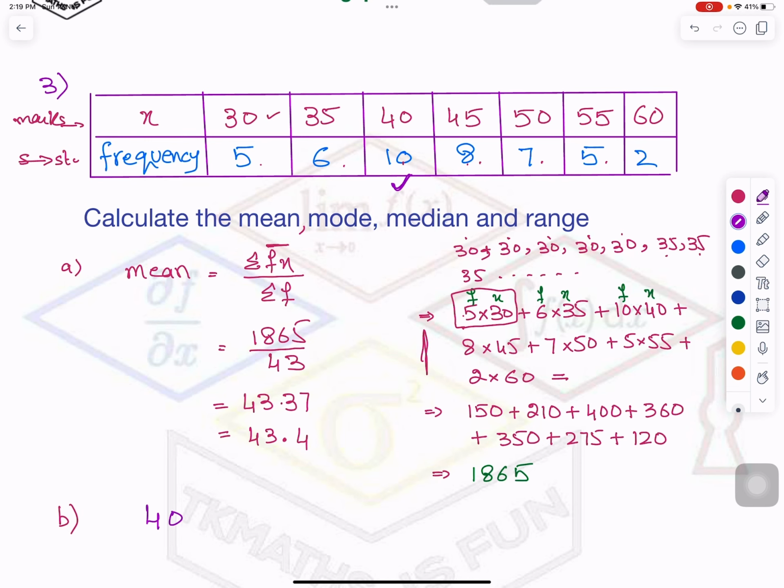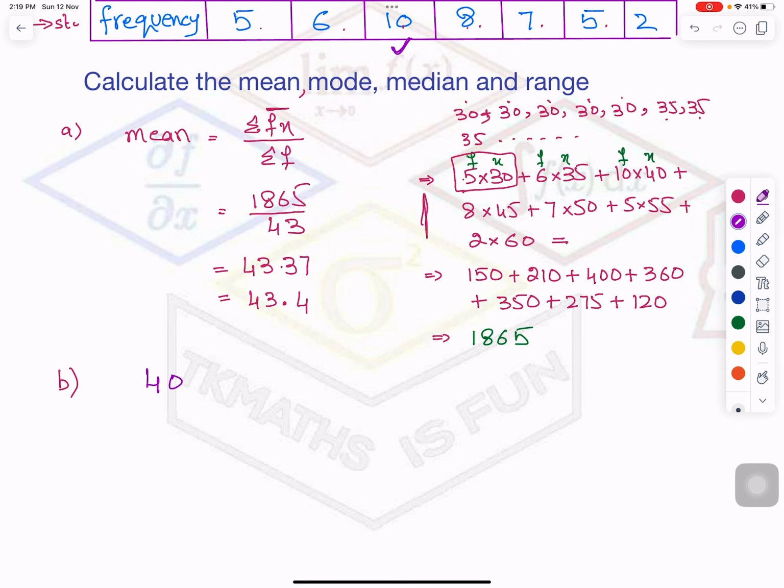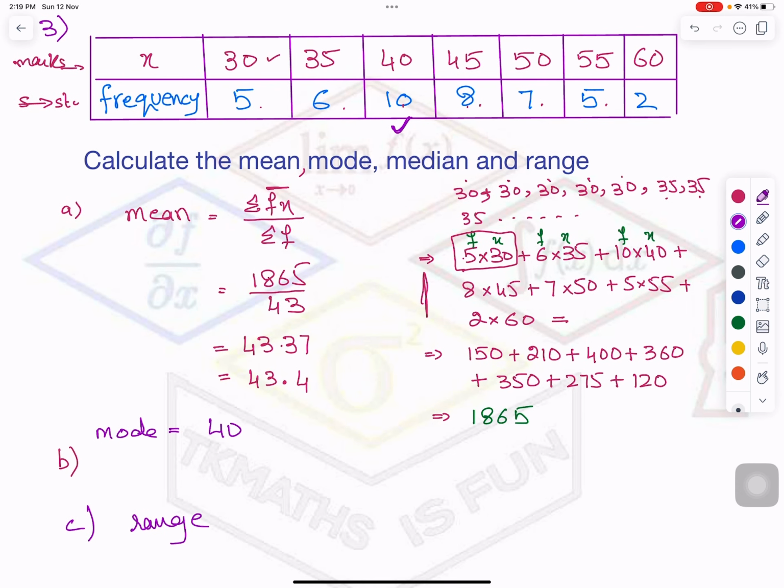I will come to the median later because range is also easy. So I am doing part D first, which is for range. Let me write here so that there is no confusion. Mode is 40. And now we will calculate the range first. The range is basically the difference between the highest data and the lowest data. So what is the highest marks? 60. And what is the lowest mark? 30. So my range will be 60 minus 30, which is 30.